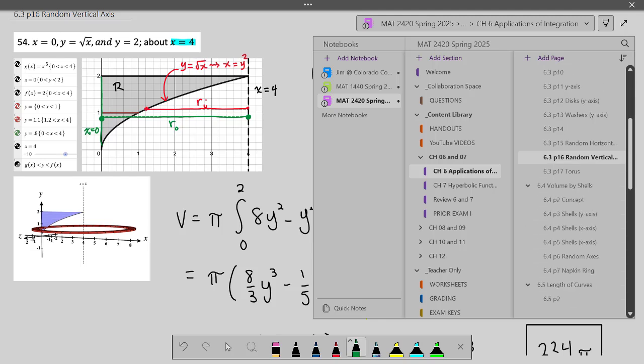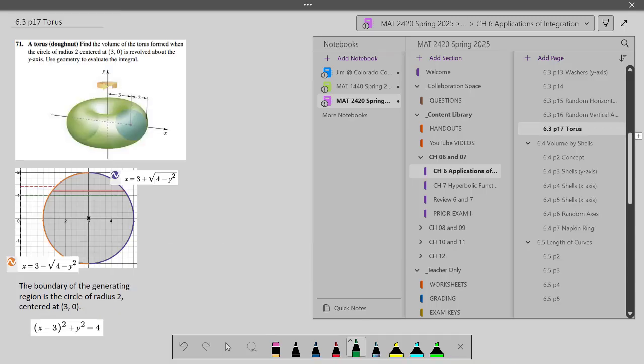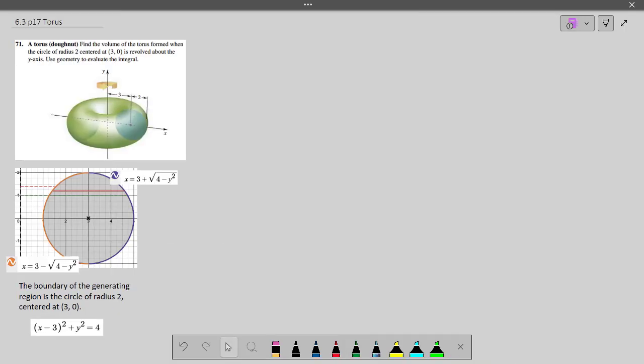All right, well, let's go ahead and, ooh, the torus. Let's find the volume of a torus, volume of a donut. So we want to find the volume of the torus formed when the circle of radius 2 centered at 3, 0 is rotated around the y-axis. And then it says this little clever comment here, which is going to sound a lot simpler than it is. Use geometry to evaluate the integral.